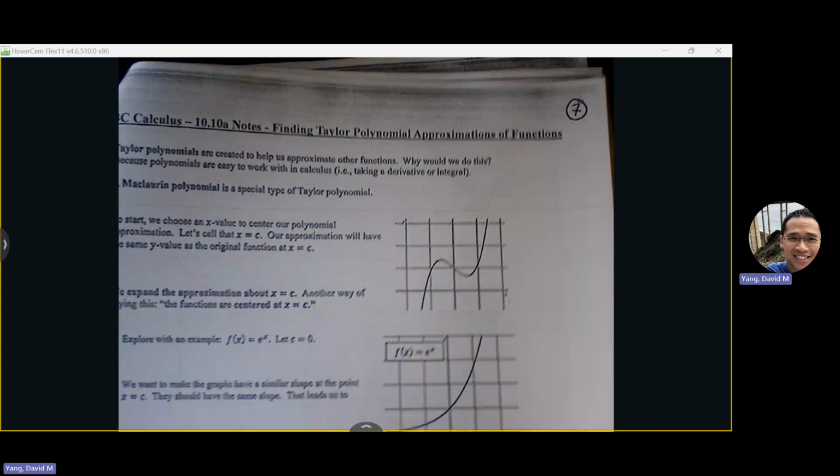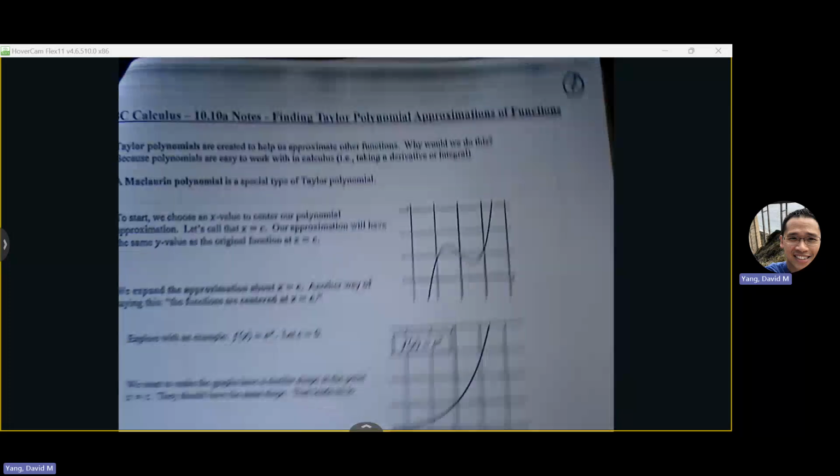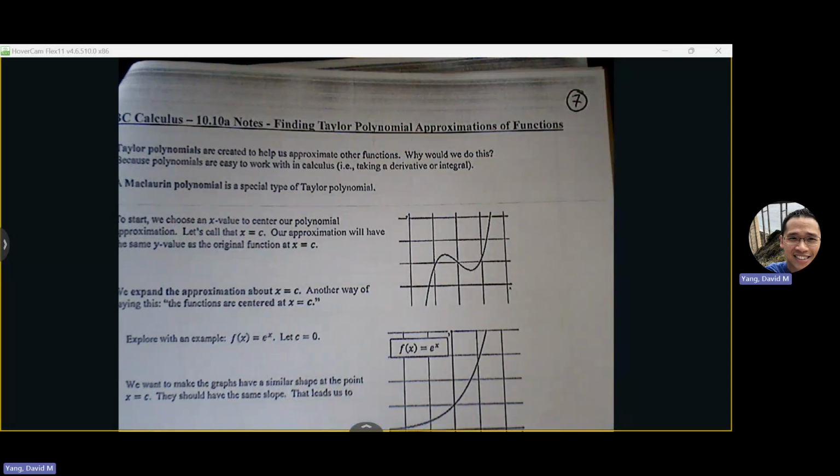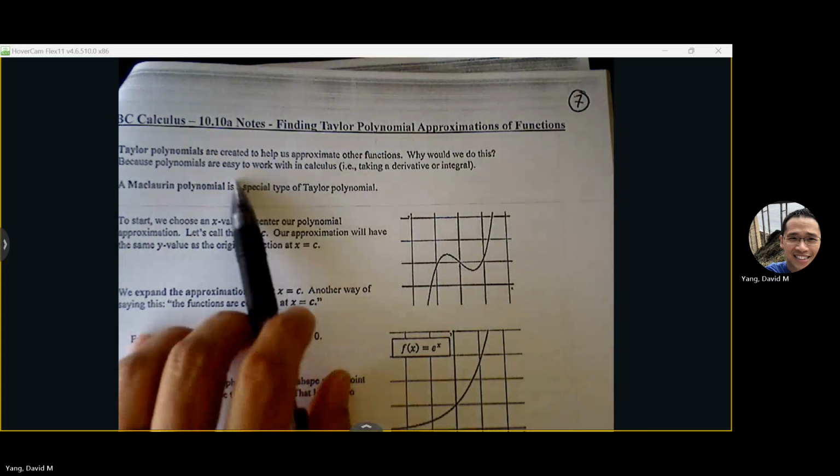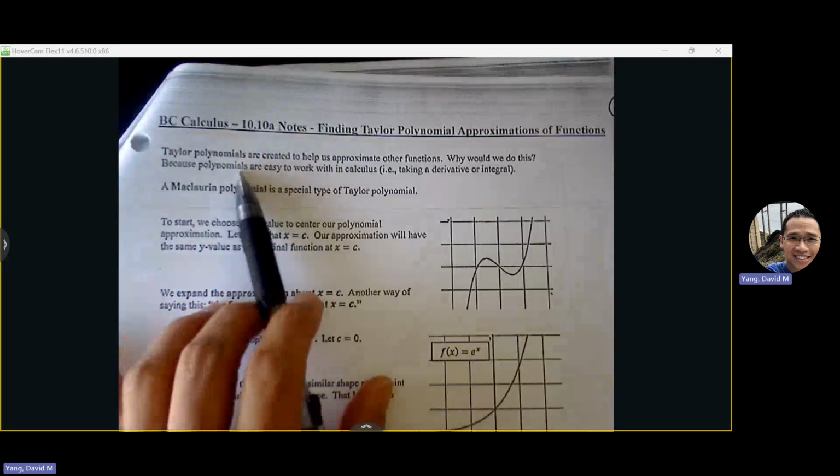Let me just go through the notes and then we can use the second half of class to continue reviewing for your test tomorrow. So today we're talking about Taylor polynomials.